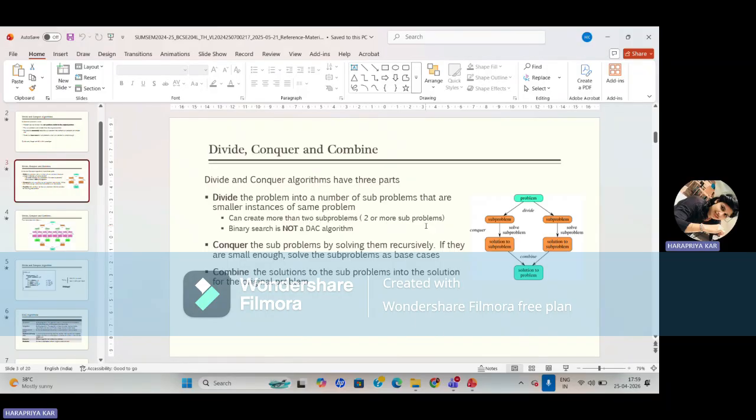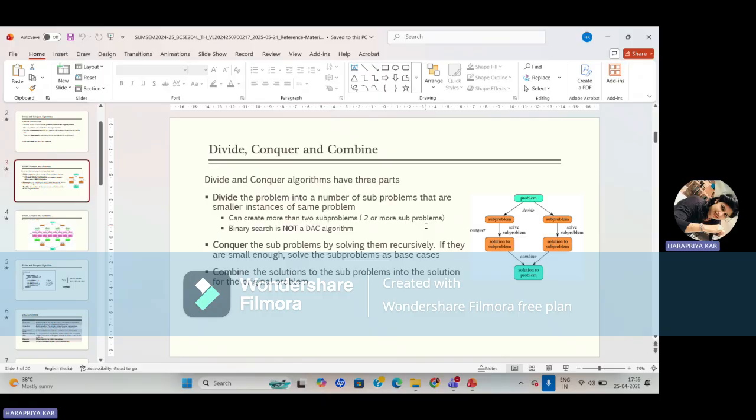So here binary search is not a divide and conquer algorithm. Divide and conquer means it works over the divide and combine approach. Binary search is not a divide and conquer or divide and combine algorithm, so it is not applicable here.